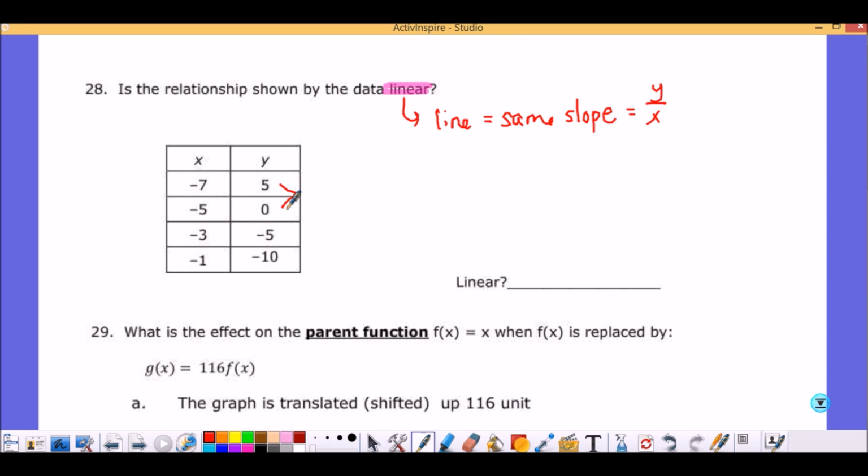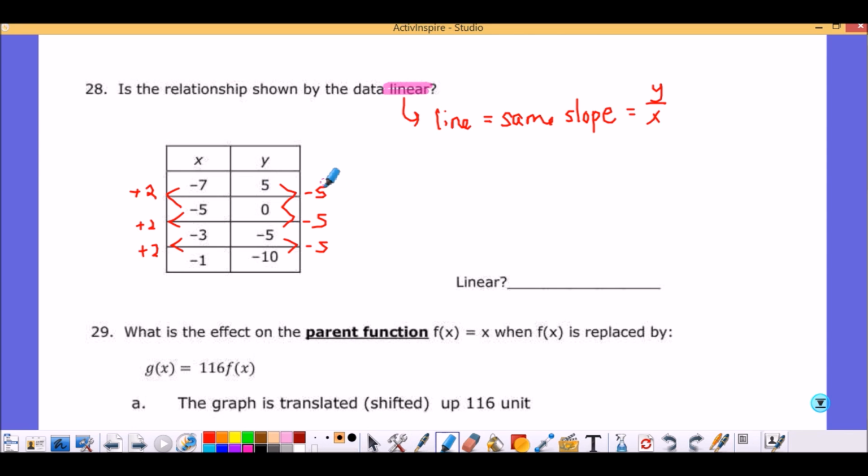So 5 to 0, I would subtract 5. 5 to minus 5, I would subtract 5. So at least the pattern on the right is minus 5. How do I get from negative 7 to negative 5? That's right, add 2. All right, so then now let's see if my slope is all the same.